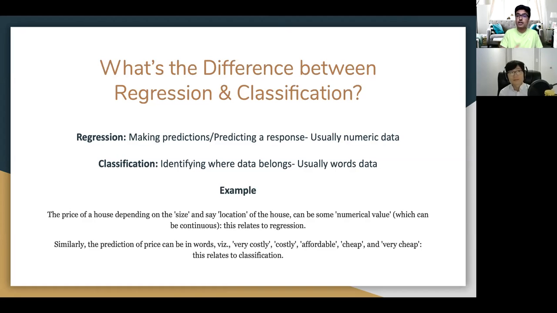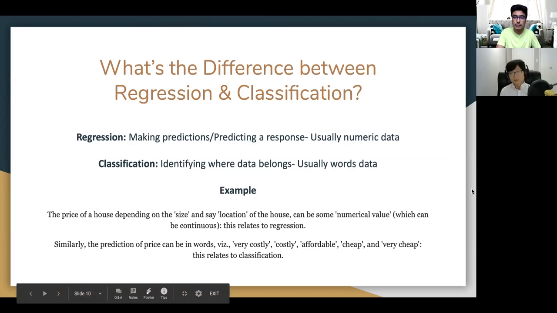On the other hand, we have classification, which you can think about in words for the house. So say the house is very costly, costly, affordable, cheap, or very cheap. Now these words will be similar to an example which we applied today, but this idea relates to classifying that house into one of these price categories. So the main idea which we want you guys to take away today is that regression is making predictions, while classification is identifying where the data point belongs. And we got a nice little example here which will really put things into perspective.